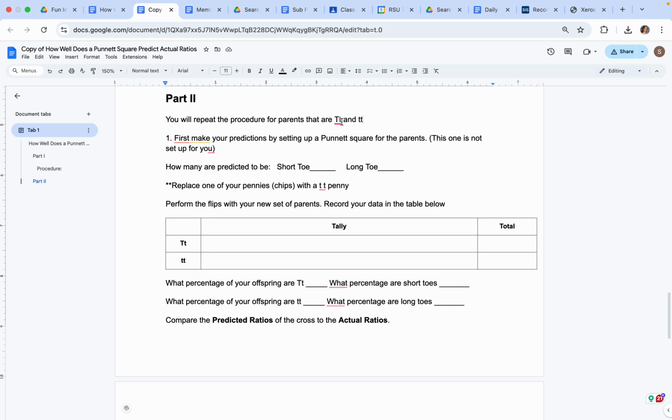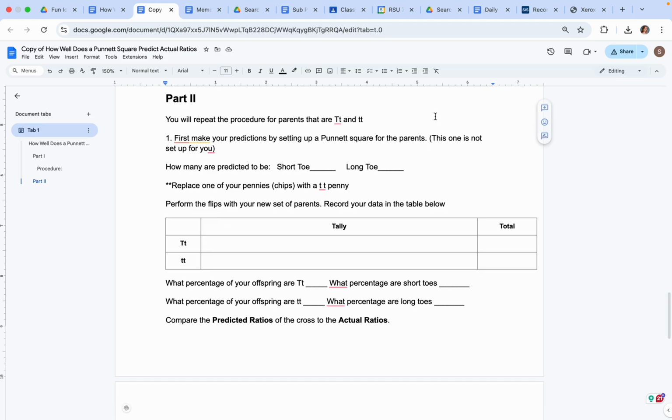We only need to flip for the heterozygote because this has a 50-50 chance of giving an allele, so we don't really know what it's going to give. But we know 100% of the time this parent is giving a lowercase t. So you can just take one coin and flip it. But before we do that, we have to set up our predictions.